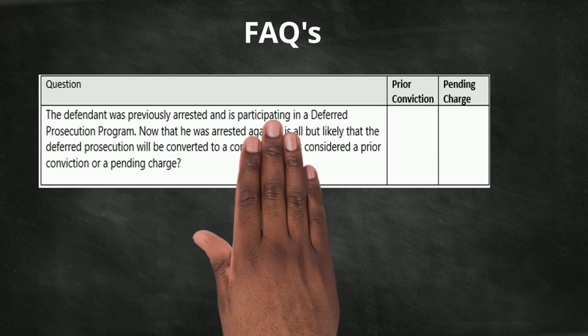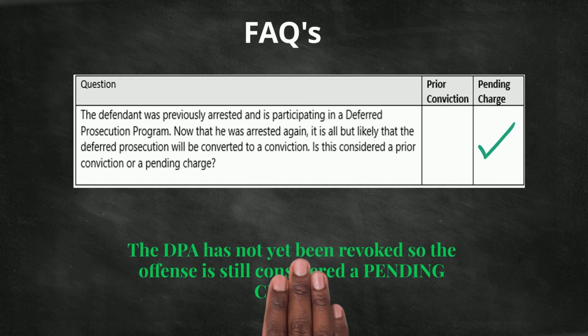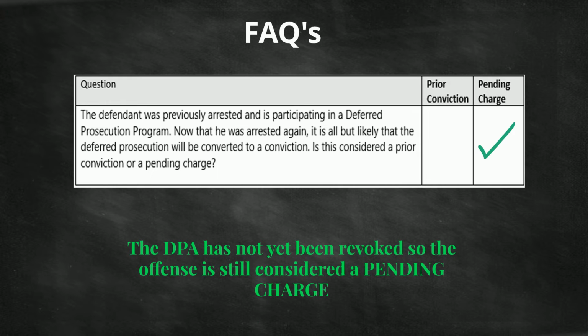The defendant was previously arrested and is participating in a deferred prosecution program. Now that he was arrested again, it is all but likely that the deferred prosecution will be converted to a conviction. Is this considered a prior conviction or a pending charge? It remains a pending charge. The deferred prosecution agreement has not yet been revoked, so the offense is still considered a pending charge.